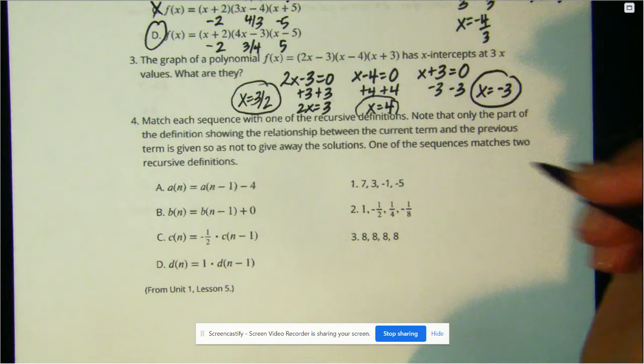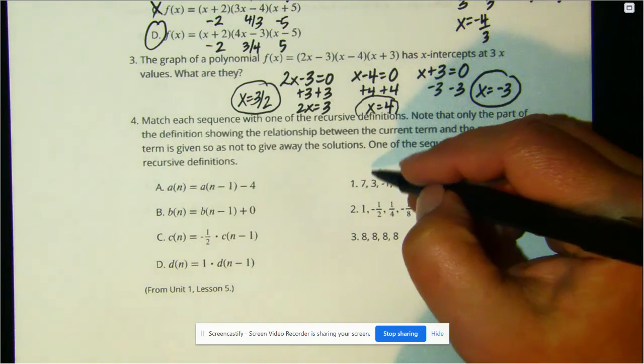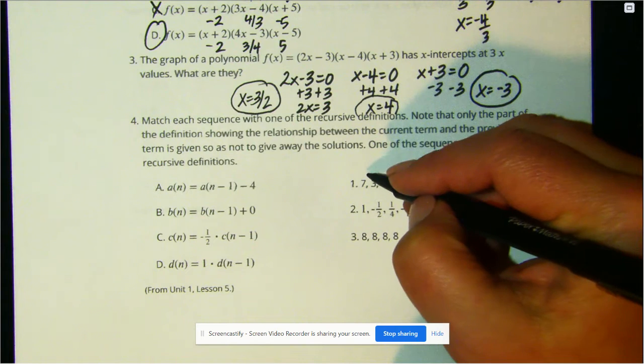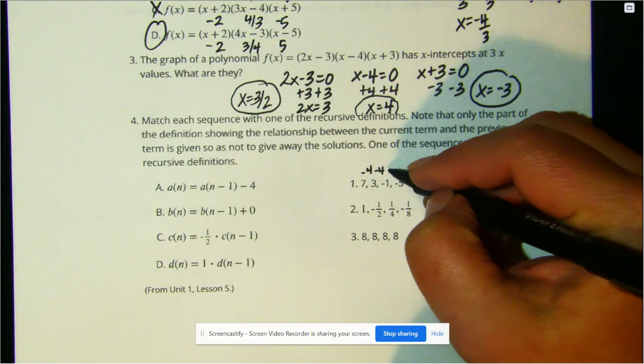So this one, I think what I would do is come over here and figure out what's going on. This one I'm subtracting 4 each time.